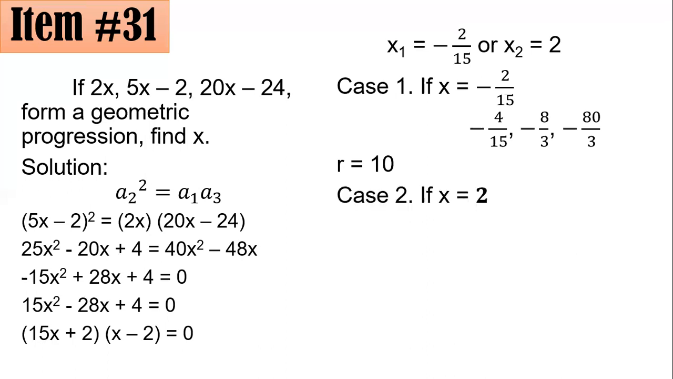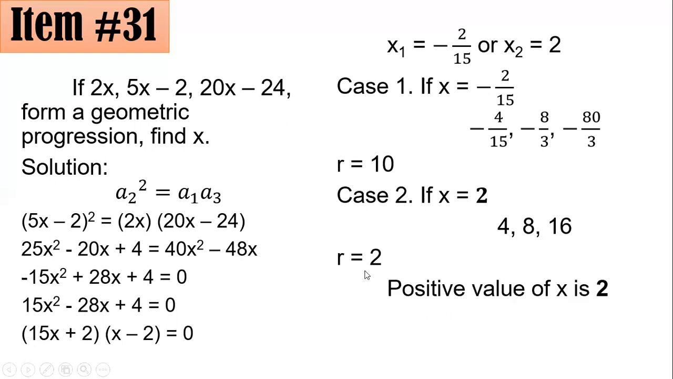For the second case, if x equals 2, you will have the sequence 4, 8, 16 if you substitute x by 2. You could see that 8 divided by 4, 16 divided by 8, you have a common ratio of 2. Indeed, it's a geometric sequence. But since we are looking only for the positive value of x, we will get x equals 2, letter B.